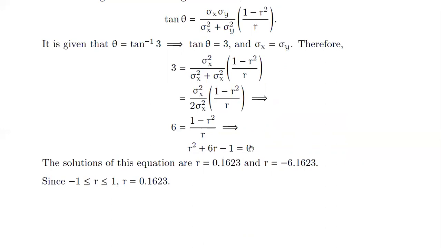And on solving this equation, I get two values for r. One value is 0.1623 and the other value for r is minus 6.1623. But the value of r cannot be negative. The value of r should be in between -1 and +1. So this value of r cannot be considered. So I have to take this value of r, which is equal to 0.1623.